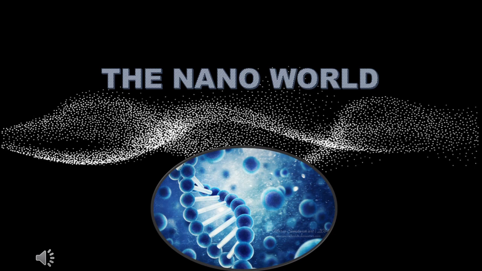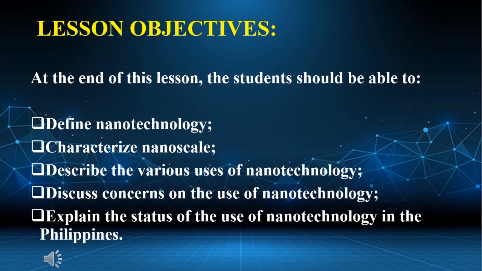Now we're moving forward to Chapter 3, Lesson 4 of our STS subject that concerns the nano world, or nanotechnology. So let's take a closer look. The objectives in this lesson include the following: define nanotechnology, characterize nanoscales, describe the various uses of nanotechnology, discuss concerns on the use of nanotechnology, and last, explain the status of the use of nanotechnology in the Philippines.